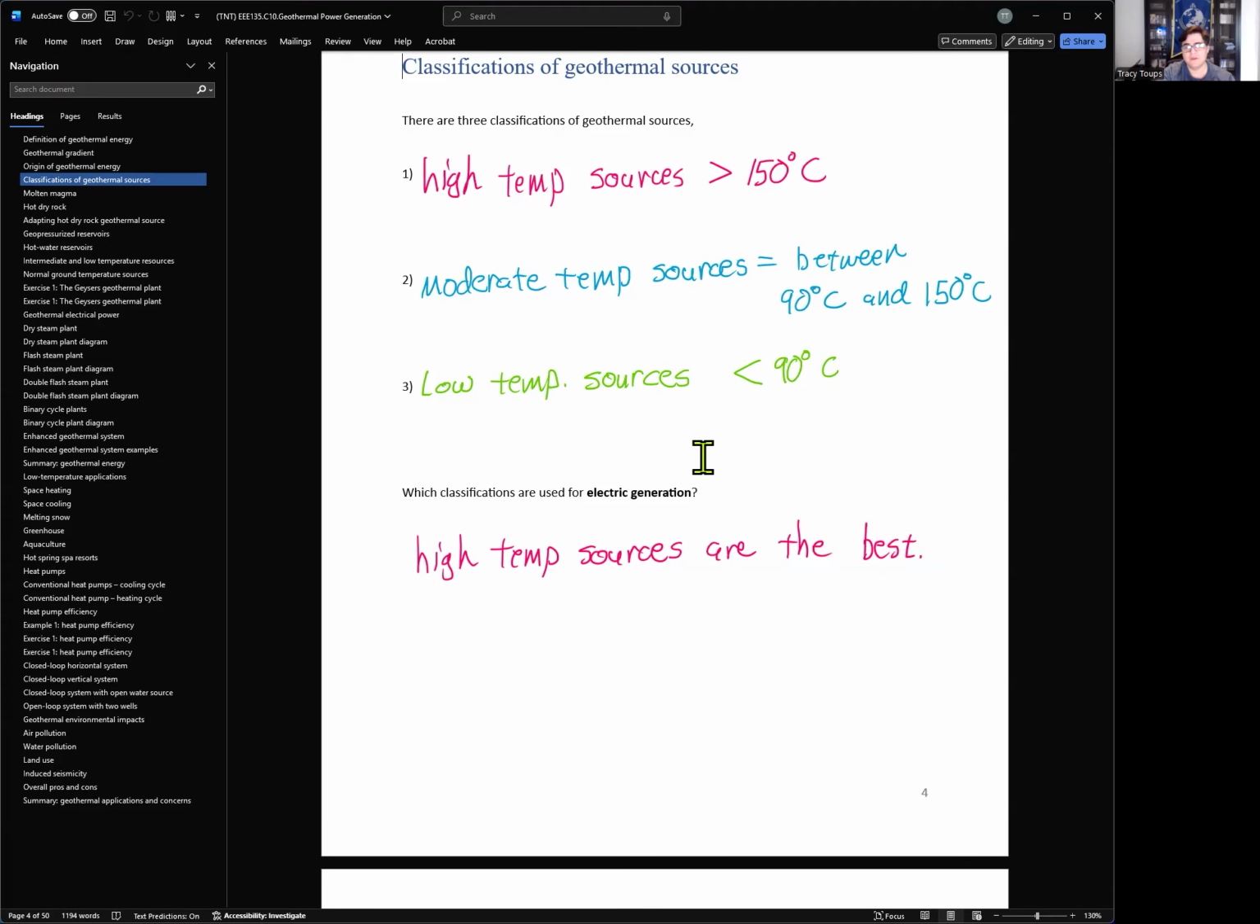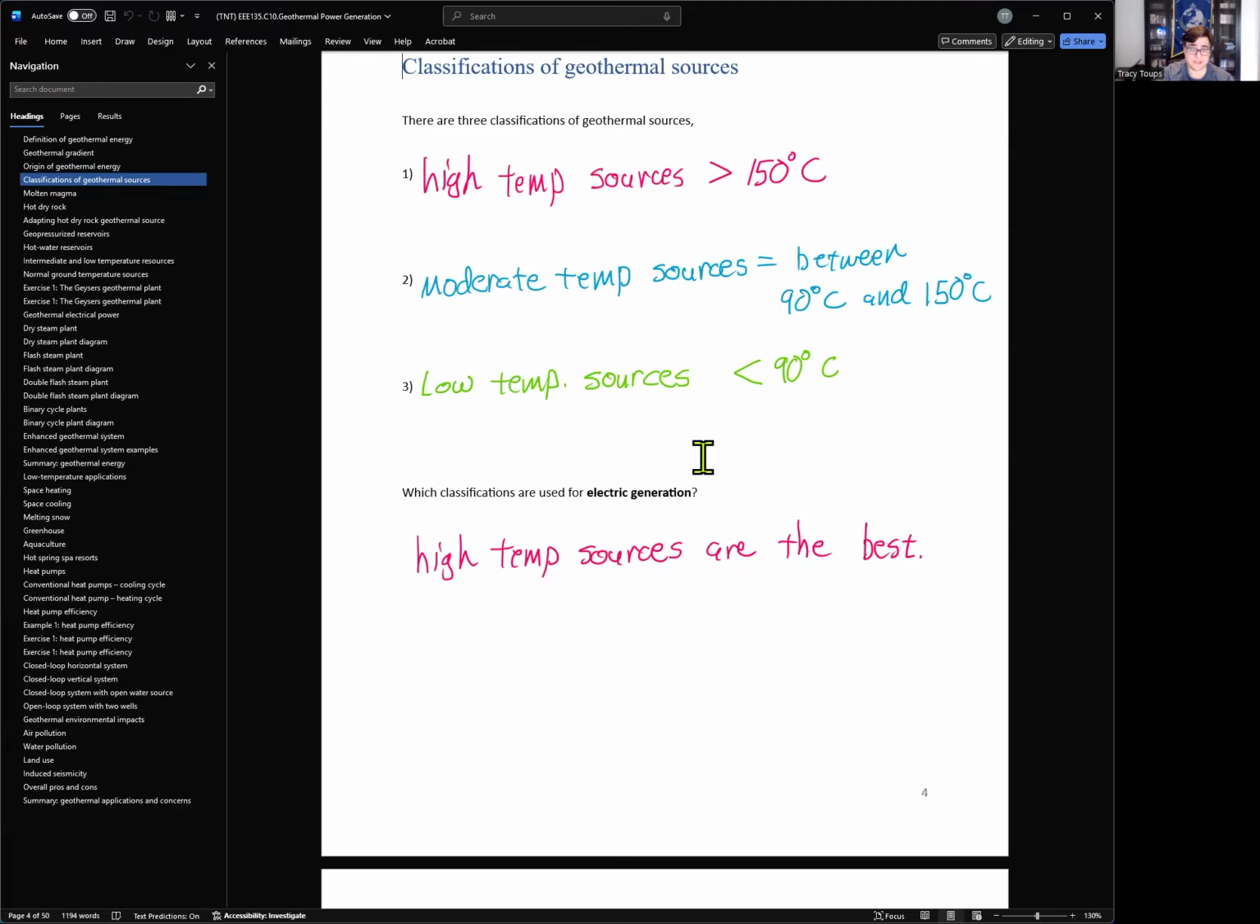Okay. So, what are the classifications for geothermal sources so we can start installing generators on top of them? We typically have three sets. We have a high temperature source, which is classified as any heat source above 150 degrees Celsius. We got moderate temperature sources. This is between 9 degrees Celsius and 150 degrees Celsius right here. And we have low temperature sources that are less than 9 degrees Celsius.